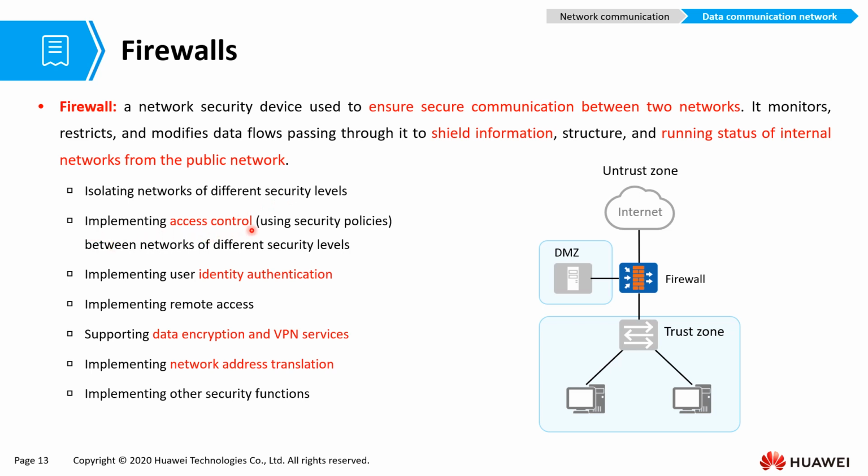Implementing access control using security policies between networks of different security levels, implementing user identity authentication, implementing remote access, supporting data encryption and VPN services, implementing network address translation. Last one, implementing other security functions such as URL filtering, IPS (intrusion prevention system), and other features that a firewall can implement.